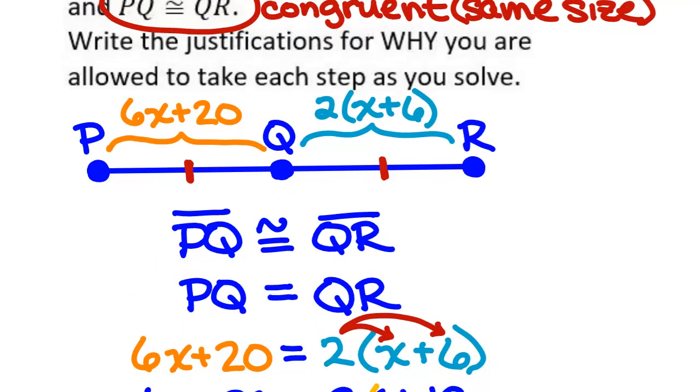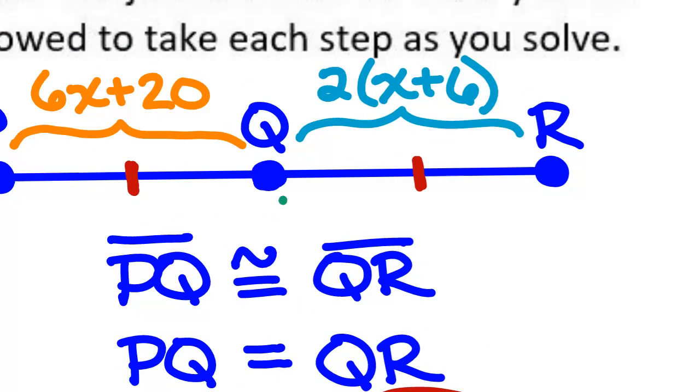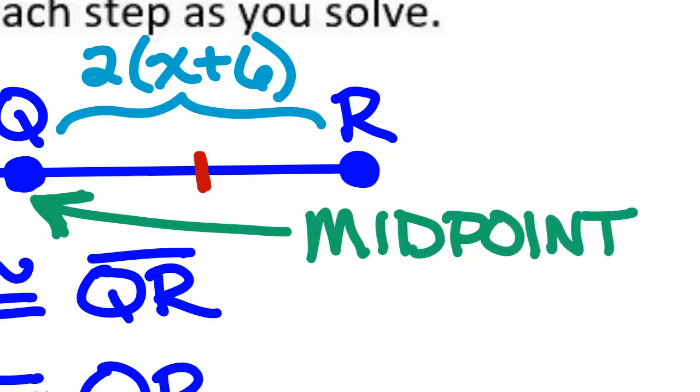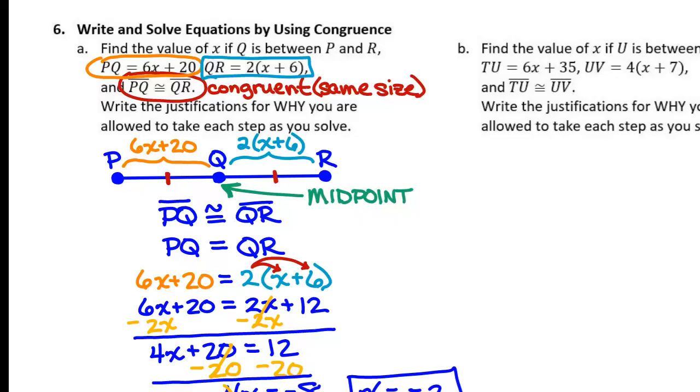Because PQ and QR are the same size, we actually have a special name for point Q. It's exactly at the halfway point of the big segment, and so we call this the midpoint. It's the same thing as if you take the words middle and point and run them together to make one word out of it. So instead of calling it the middle point, we just call it the midpoint. But it means it's in the exact center.